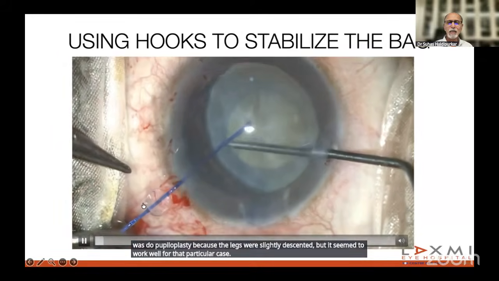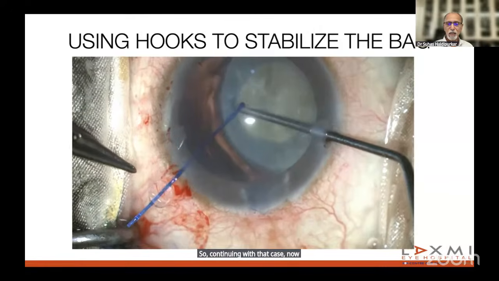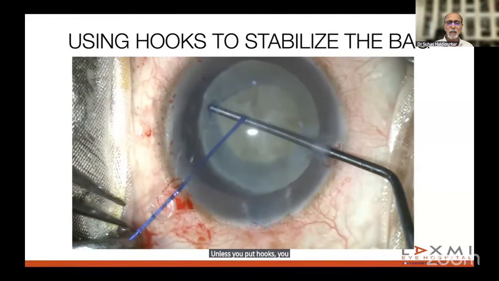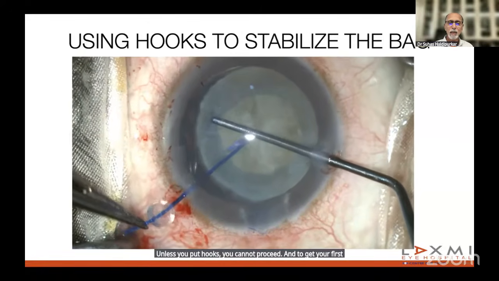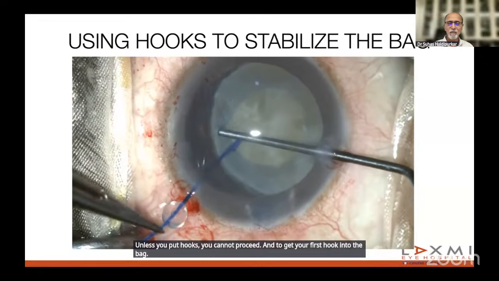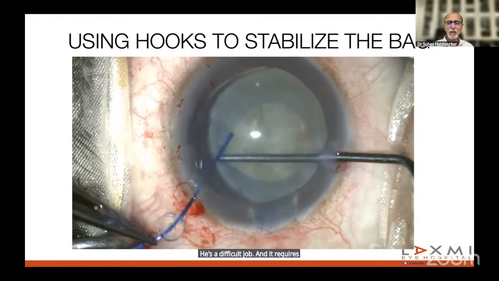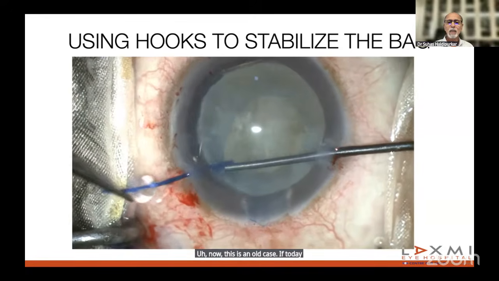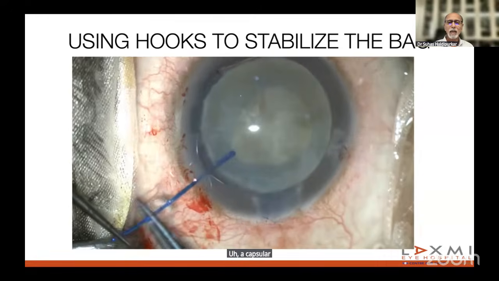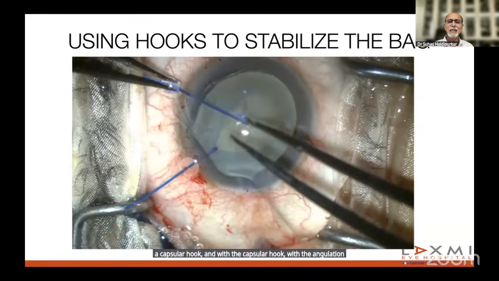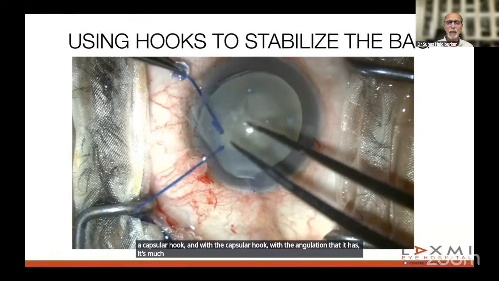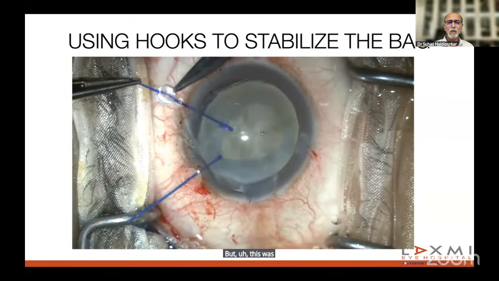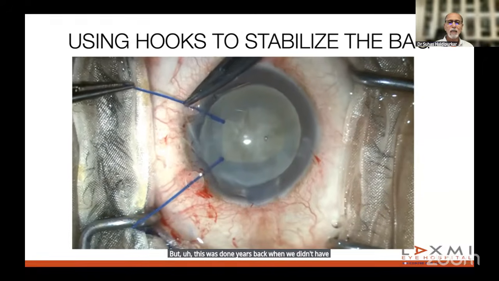So continuing with that case, which I showed you earlier, unless you put hooks, you cannot proceed. And getting your first hook into the bag is a difficult job. It requires a little bit of manipulation because this is an old case. Today I would use a capsular hook, and with the angulation that it has, it's much easier to hook onto the capsulorhexis margin. But this was done a few years back when we didn't have good capsular hooks.